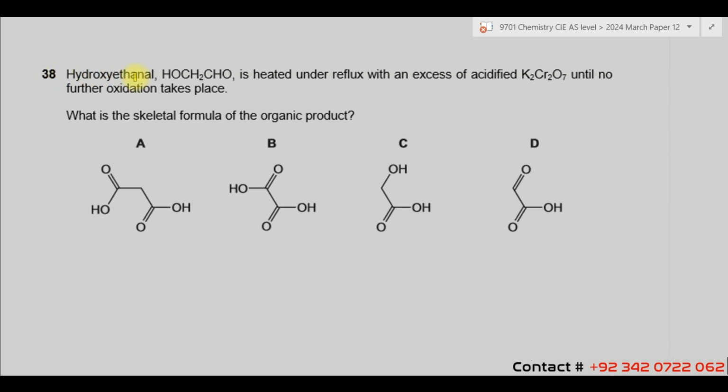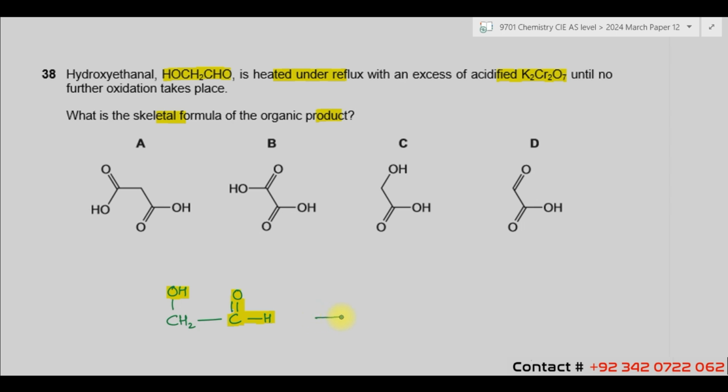Question 38. Hydroxyethanal, OHCH2CHO, is heated under reflux with an excess of acidified potassium dichromate. This is an oxidizing agent, heated until no further oxidation takes place. What is the skeletal formula of the organic product? So let's start with this one. We have 2 carbons, CH2 and CHO, which is C double bond O H. So we have alcohol on one side and aldehyde on the other side.